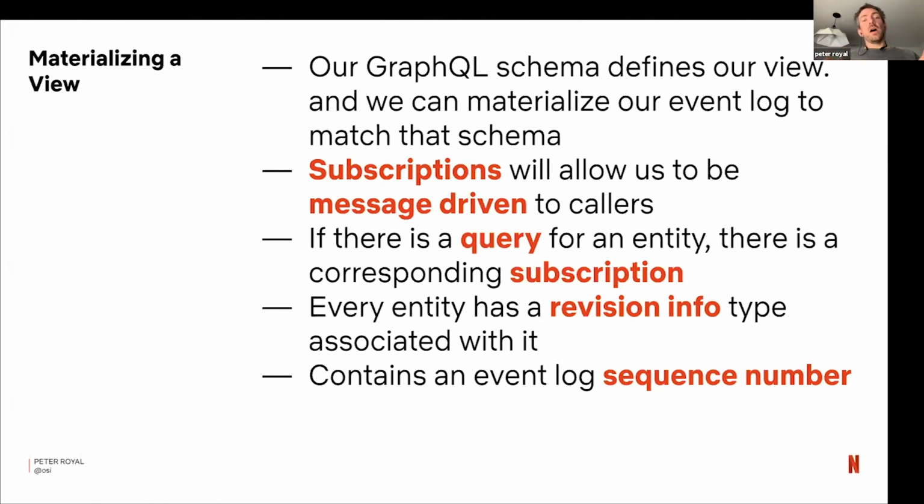We can then take our event log, because in our event log, every event is sequenced. We can take that sequence number and stick it in different places in our schema to indicate when that portion of the GraphQL structure was last updated. And this can then give clients the ability to see when this last changed.